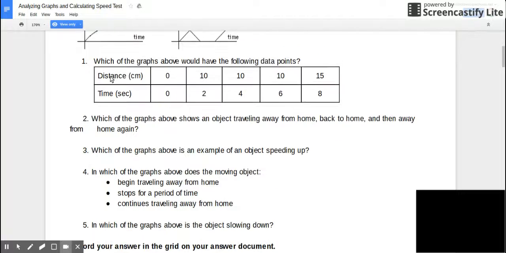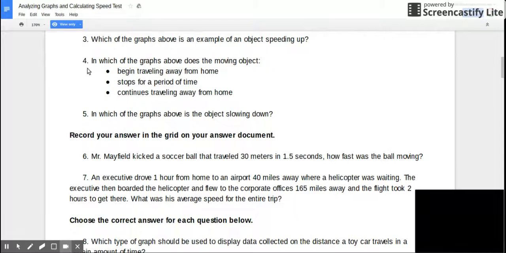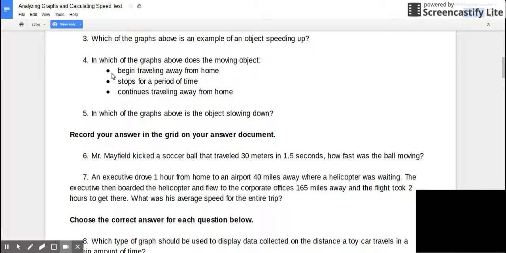So just to remind you, for these 5, you're picking one of these graphs up here, A, B, C, or D. Number 3, which of the graphs above is an example of an object speeding up? Pick graph A, B, C, or D for that one. Number 4, in which of the graphs above does the moving object first begin traveling away from home, then stop for a period of time, then continues traveling away from home? Pick graph A, B, C, or D.